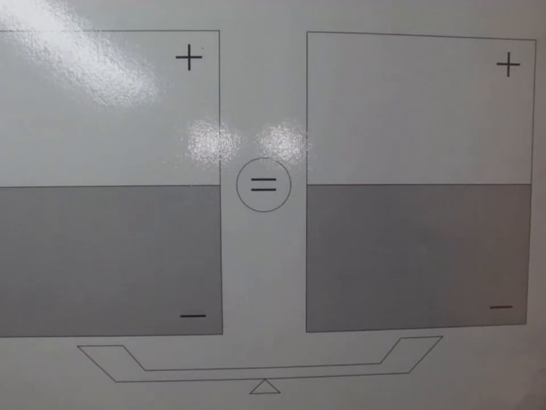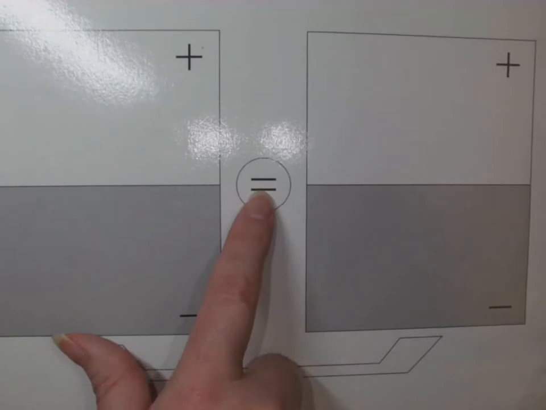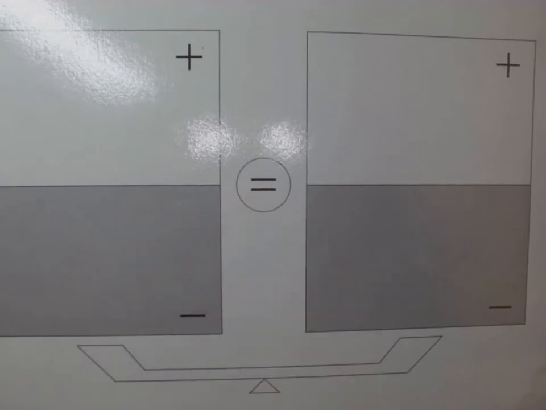Here's another one we're going to use today. This is the sentences mat. Notice that this looks like a balance with an equal sign in between them. So we're going to learn how to solve equations using this mat.